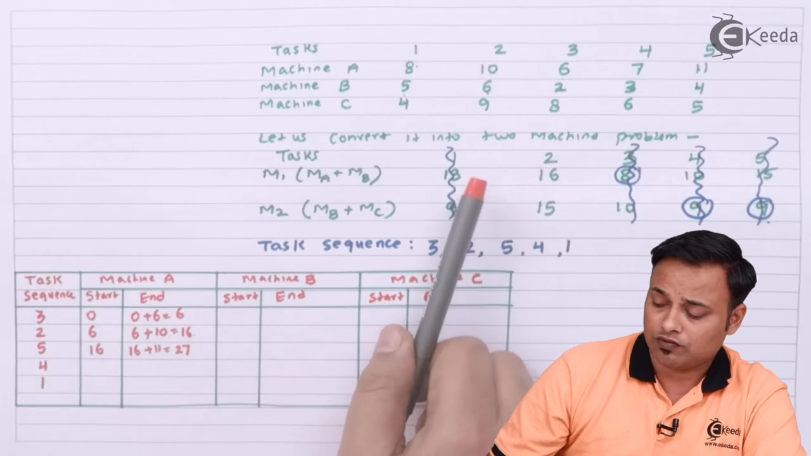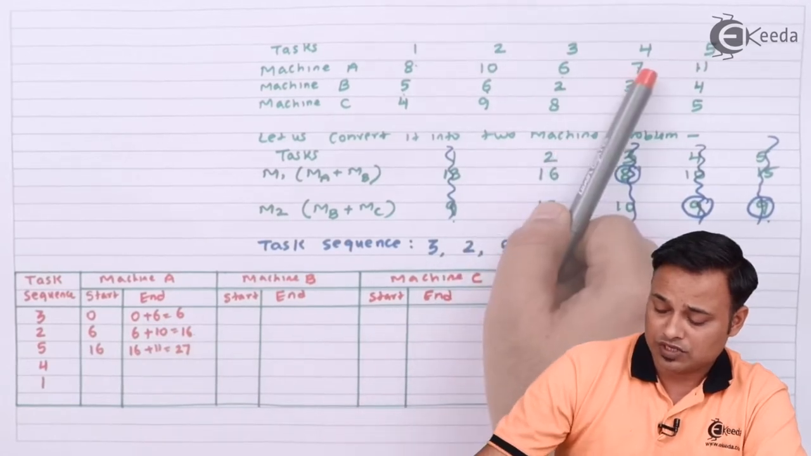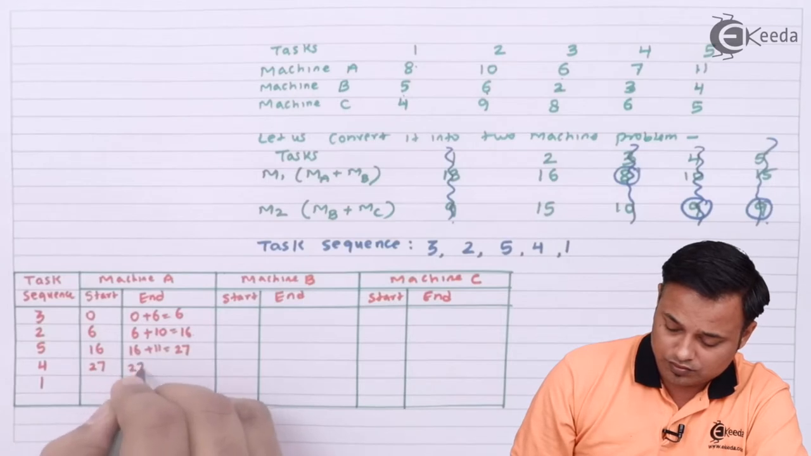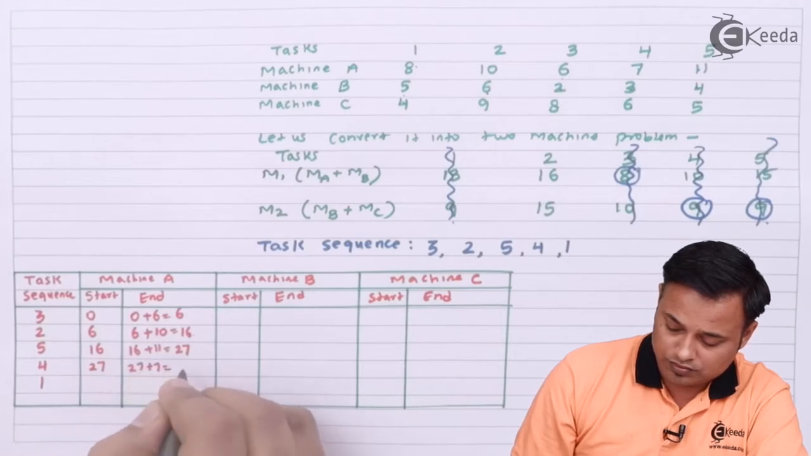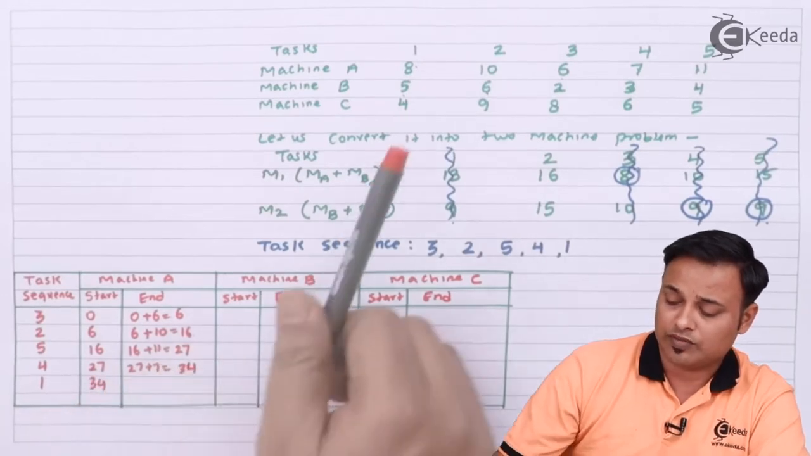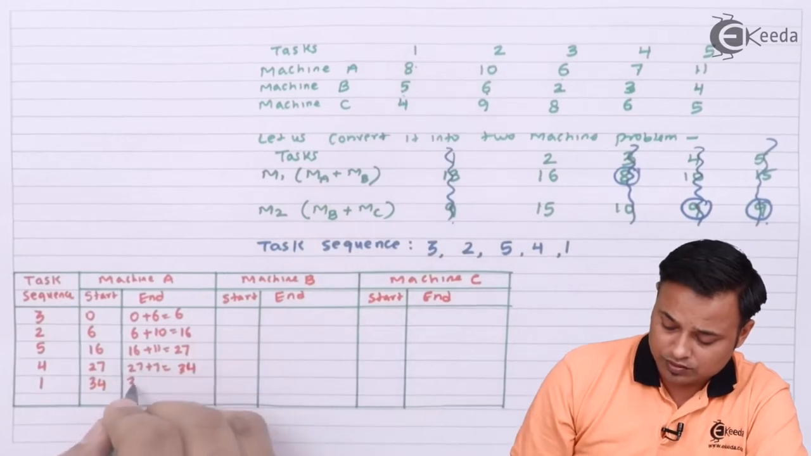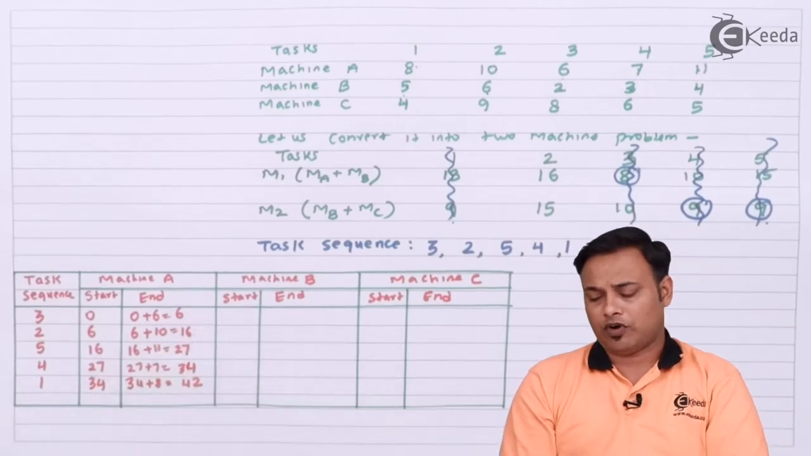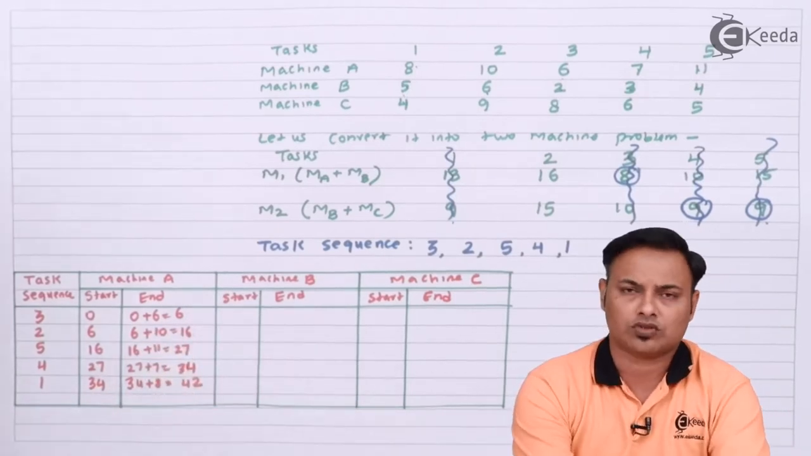And last is job 4, 7 minutes. Last it will be 34 here. Job 1 mein lagta hai 8 minutes. So 34 plus 8 it will be 42. Matlab machine A pe sab kaam 42 minutes mein pura ho jayega, 42 hours mein pura ho jayega.